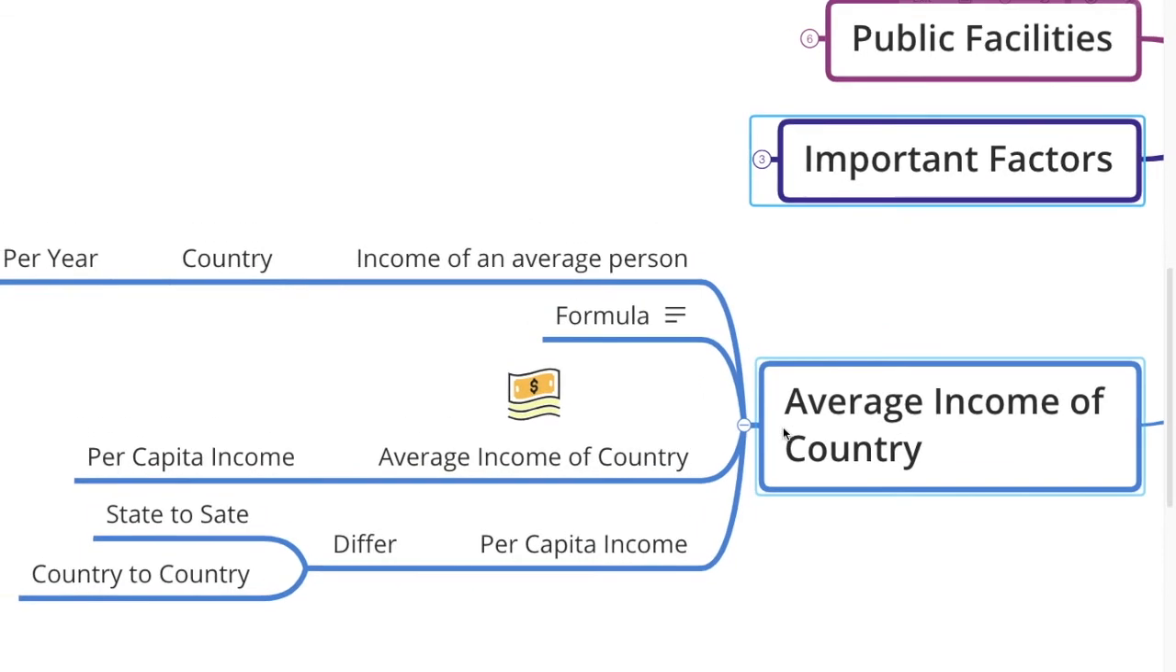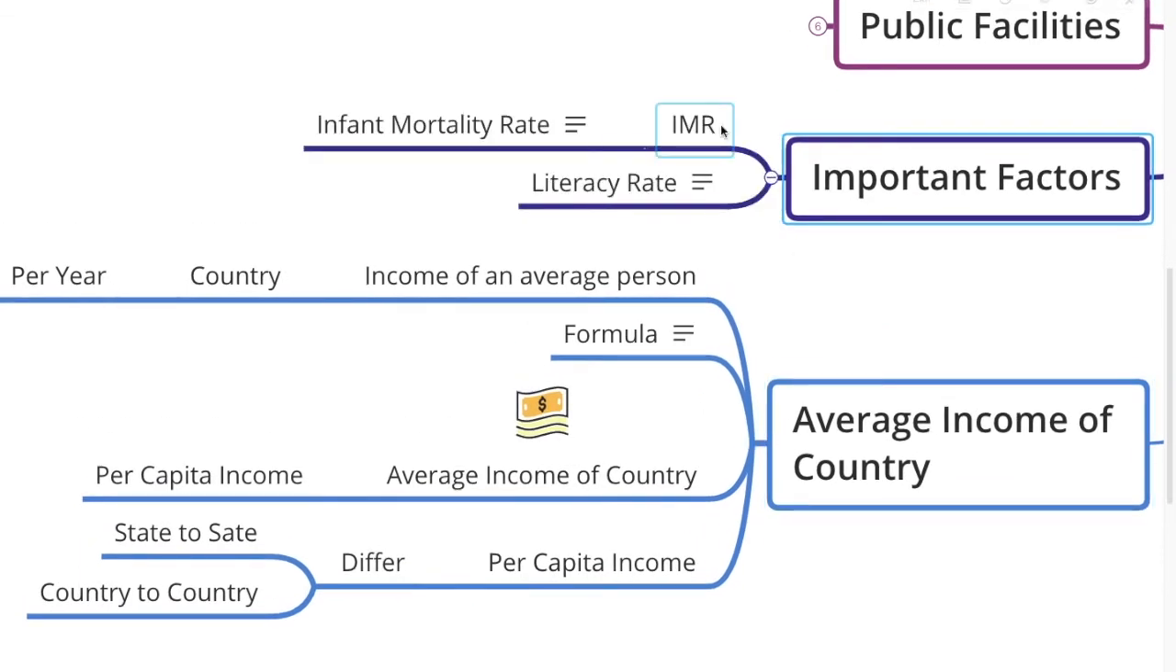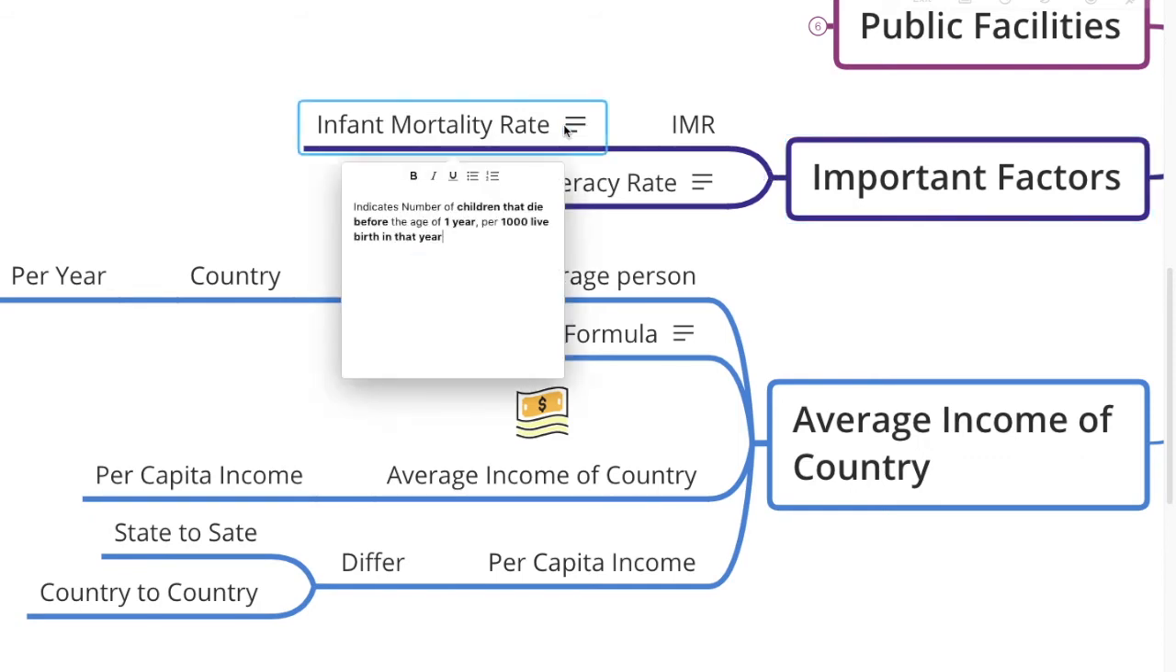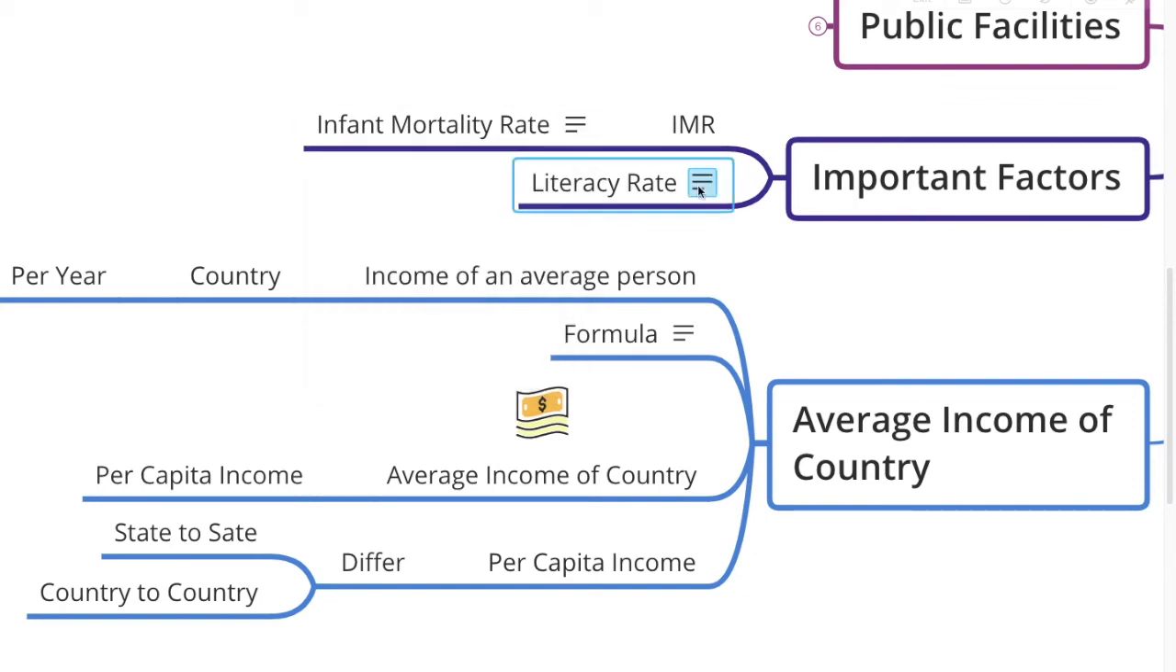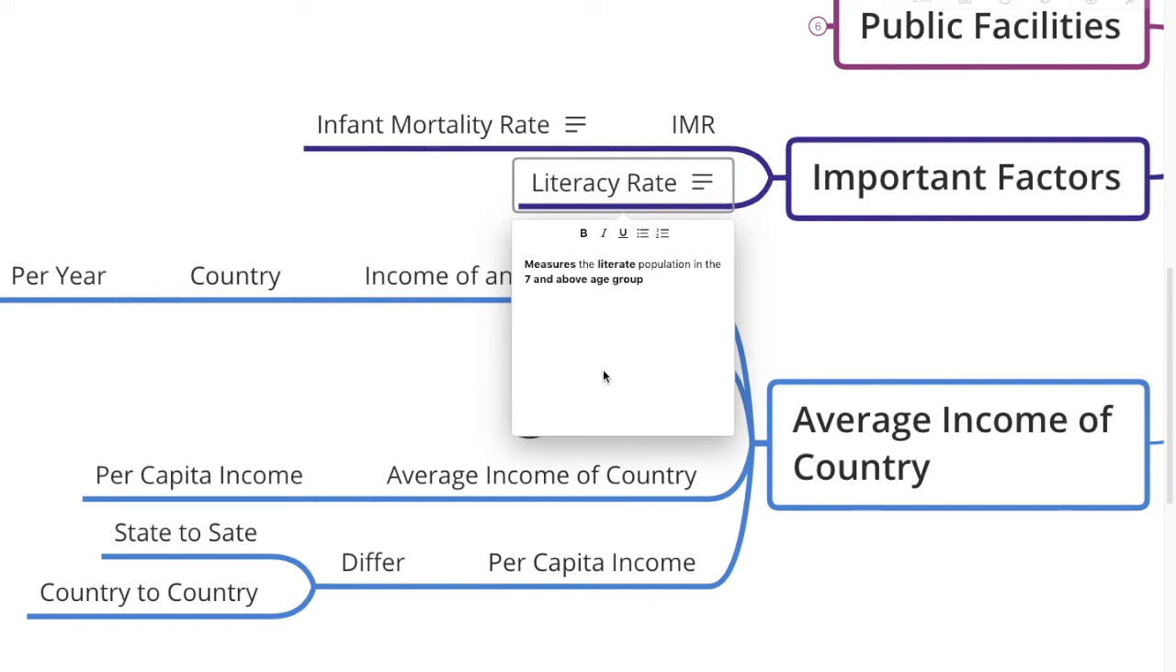There are other important factors which development depends on. IMR, infant mortality rate. So what is infant mortality rate? It indicates the number of children that die before the age of 1 year per 1,000 live births in that year. Okay, I'll repeat that again. It indicates the number of children that die before the age of 1 per 1,000 live births in that year. And what about the literacy rate? It measures the literate population which can read and write in the 7 and above age group.